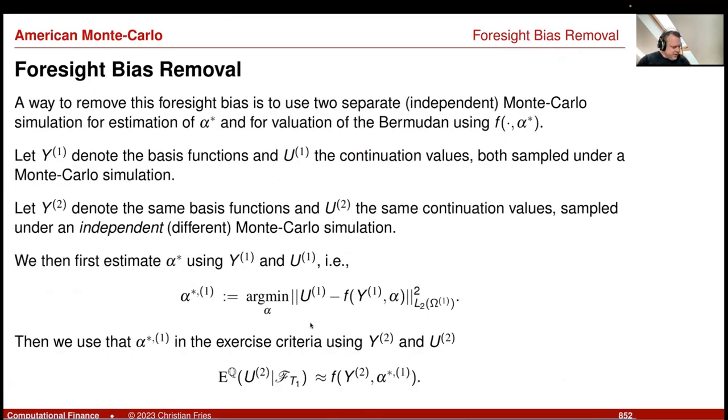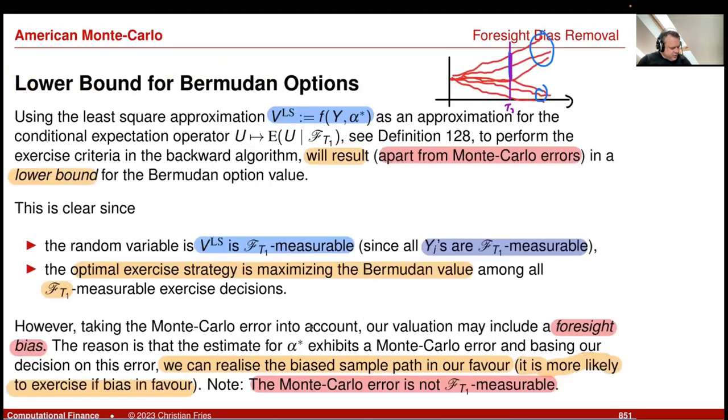So the foresight bias removal, how does it work? The problem is if you go back, your decision here, your alpha star, was estimated from stuff you saw in the future, and now you base your decision on this. So let's just estimate the alpha star with one Monte Carlo simulation and then use an independent Monte Carlo simulation with the estimated alpha star. Alpha star is just telling you how much of each random variable you should use, so this has nothing to do with the Monte Carlo simulation. Choose that many units of S, that many units of S squared, and so on. So you estimate the conditional expectation with an independent Monte Carlo simulation. If there is an error in the alpha star, you cannot profit from the error because alpha star times y no longer has this same bias. So this is the idea.